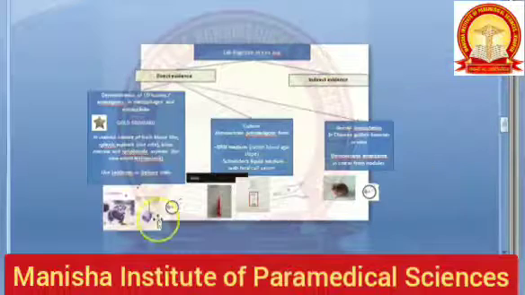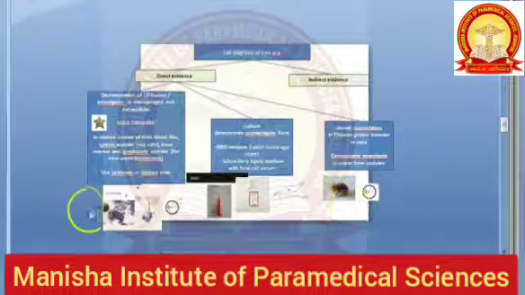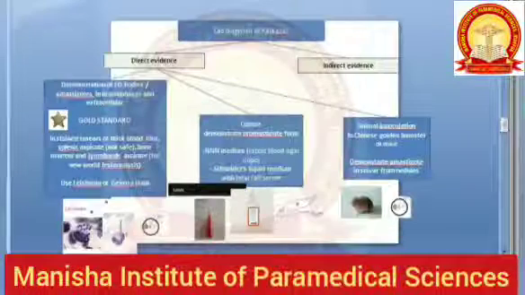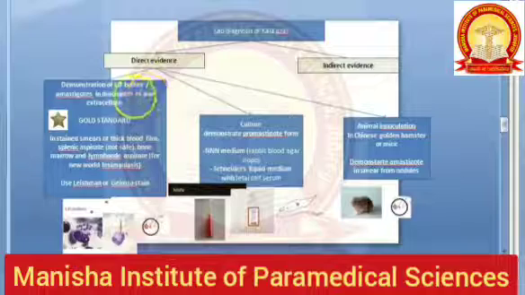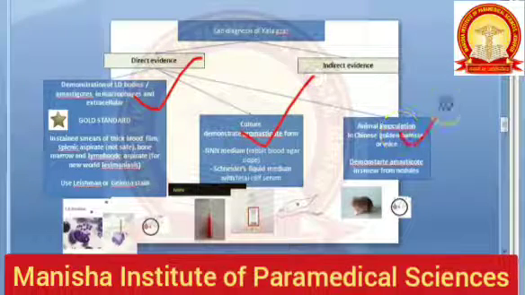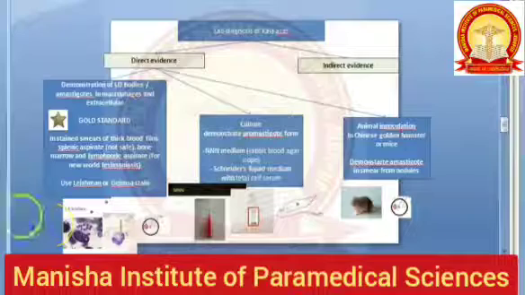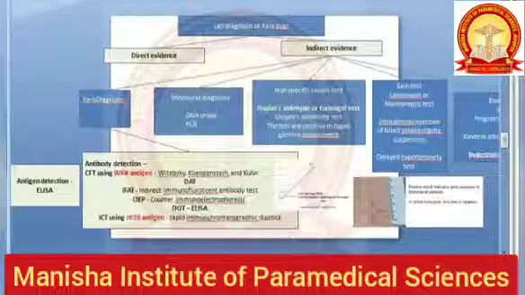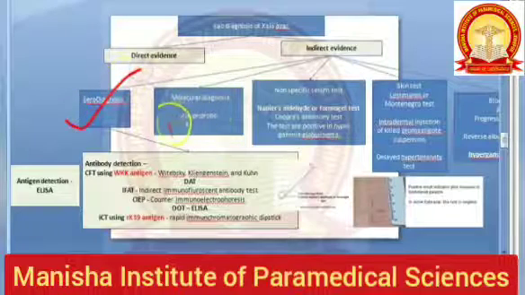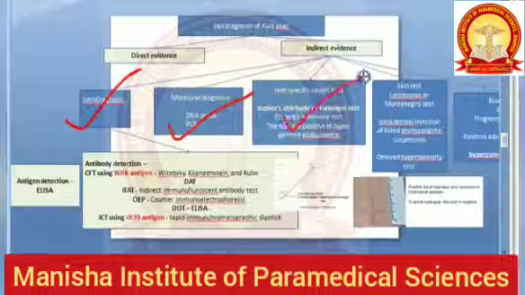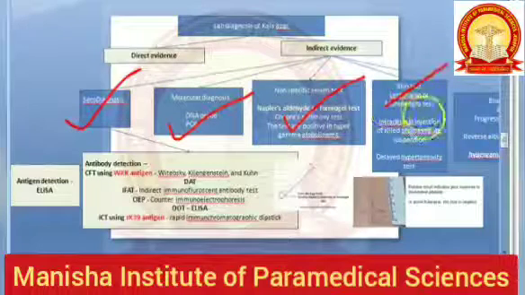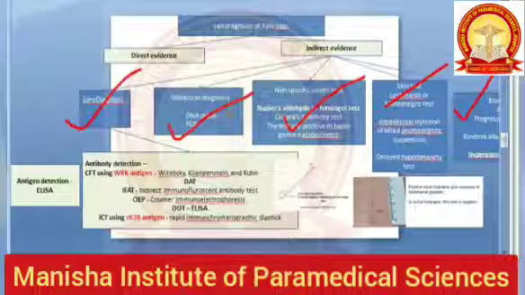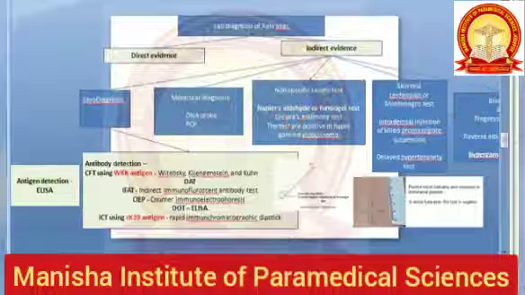We have seen both the direct and the indirect. In direct, we saw demonstration of LD bodies, culture, and animal inoculation. These three we saw. Then in indirect, we have seen antibody and antigen detection, DNA PCR, non-specific hypergammaglobulinemia, skin test, then blood picture where you are seeing anemia, pancytopenia especially. So that's all in lab diagnosis.